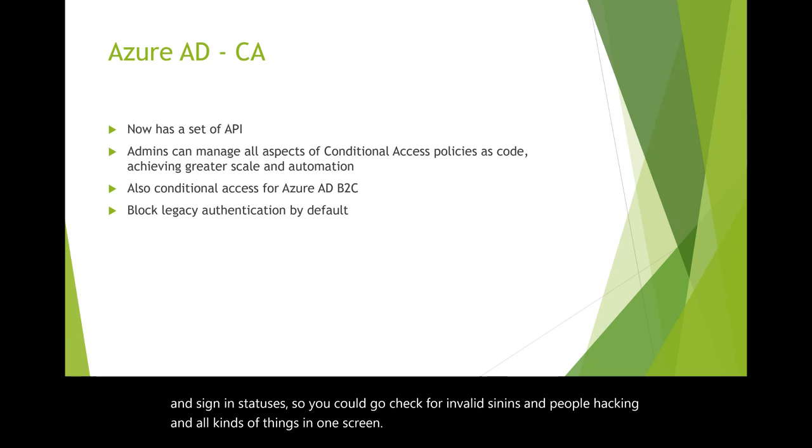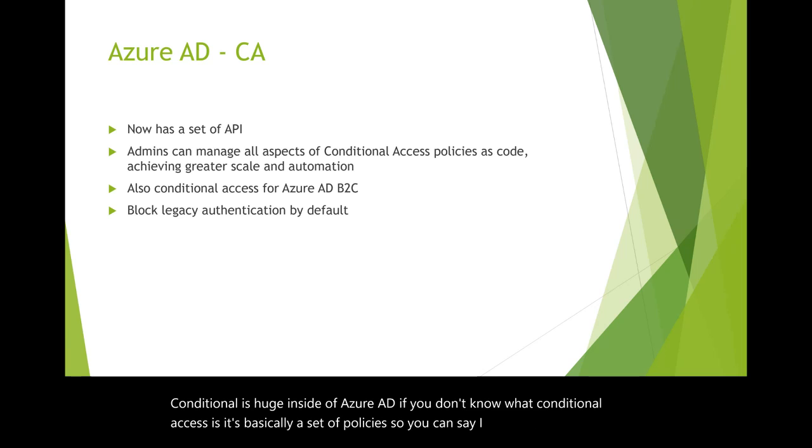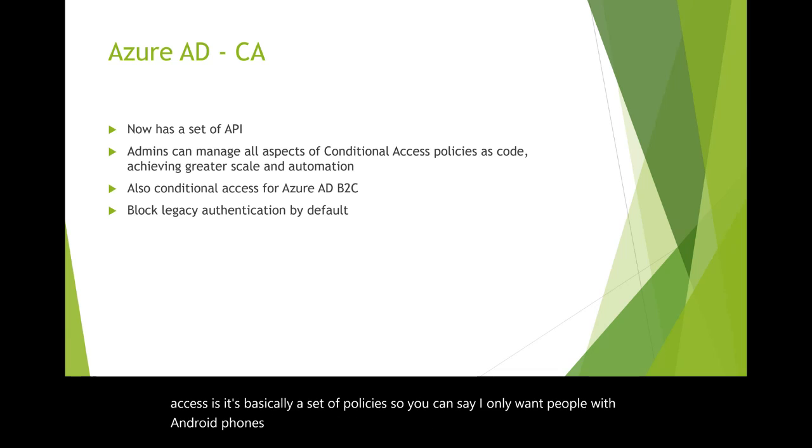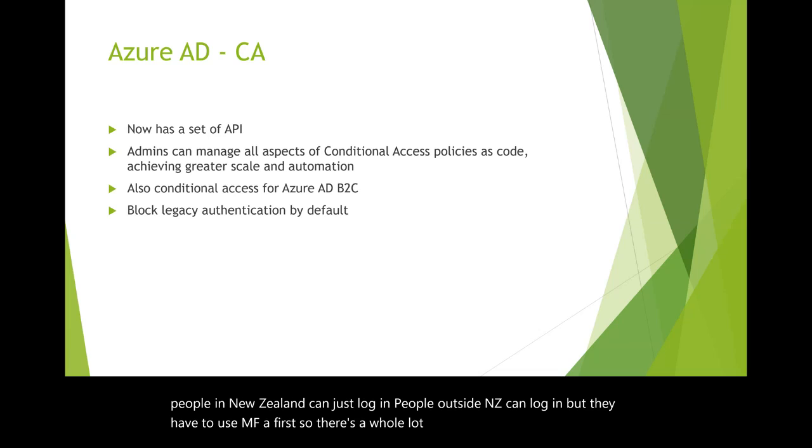Conditional access is huge inside of Azure AD. If you don't know what conditional access is, it's basically a set of policies. So you can say, I only want people with Android phones to be able to access this application, or people in this group, or people in New Zealand can just log in. People outside New Zealand can log in, but they have to use MFA first. So there's a whole lot of policies that you can add.